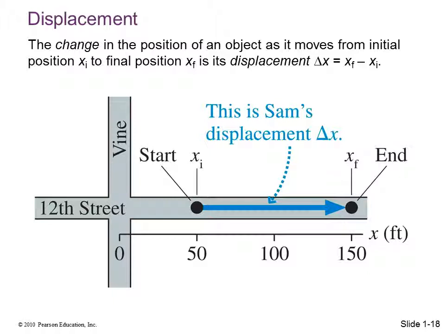A distance only includes how far something has gone, and it doesn't consider direction at all. And that makes distance a scalar because it has no direction to it. It just has a magnitude, how far it's gone. But displacement, on the other hand, has both magnitude and direction.